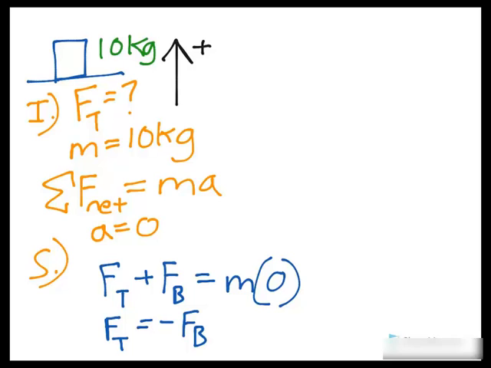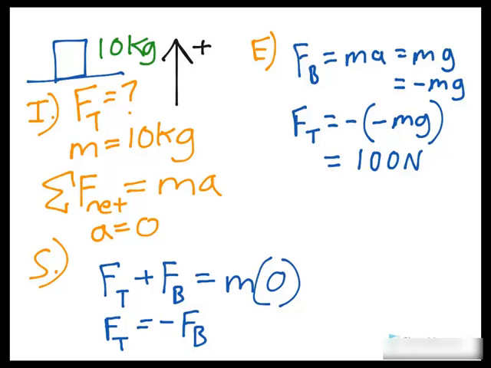So this leads us to our next problem. What is actually F of b? Well, the only force that the block is experiencing is the force of gravity itself. So we can go ahead and start the next step, which is actually an E for execute. So we'll go ahead and put E.